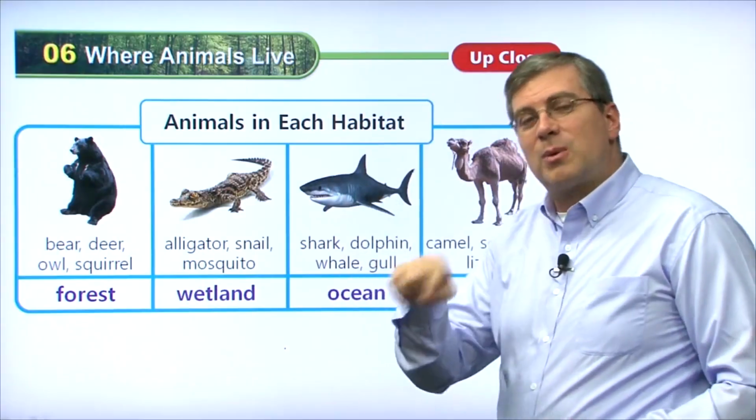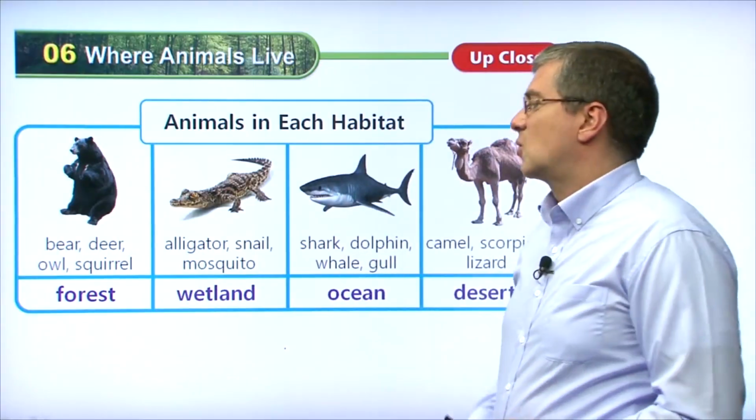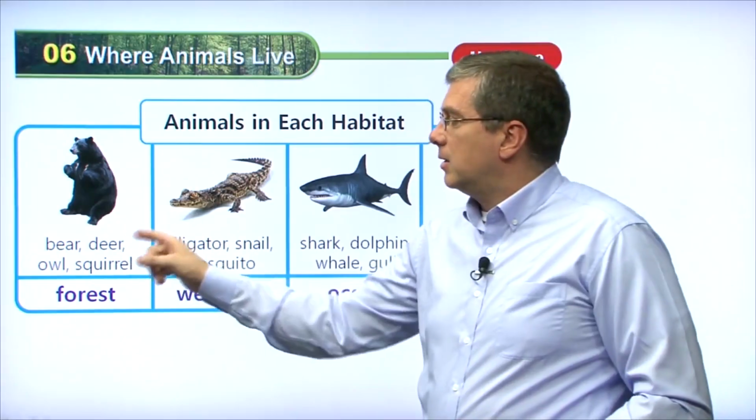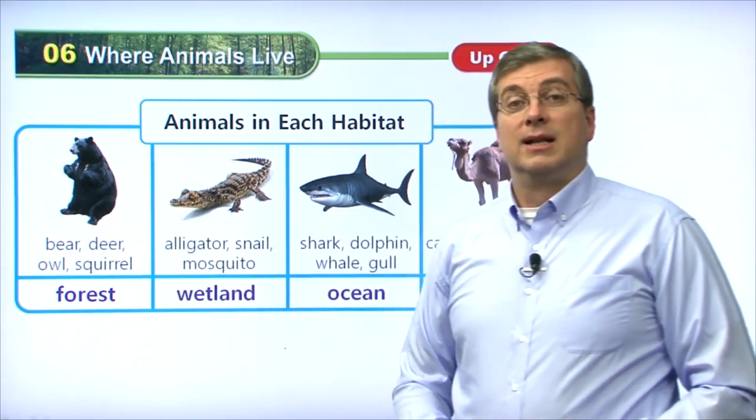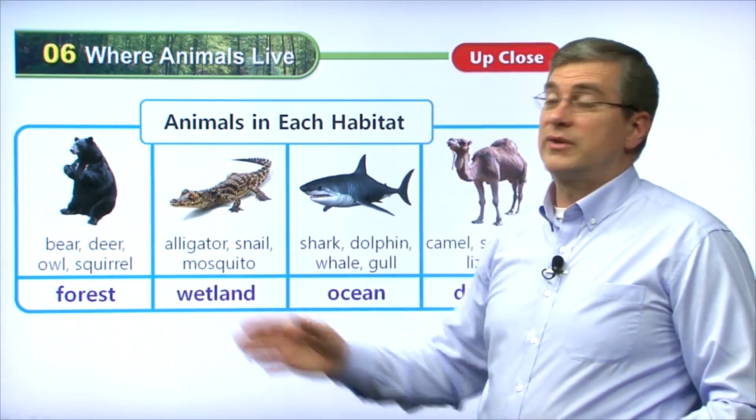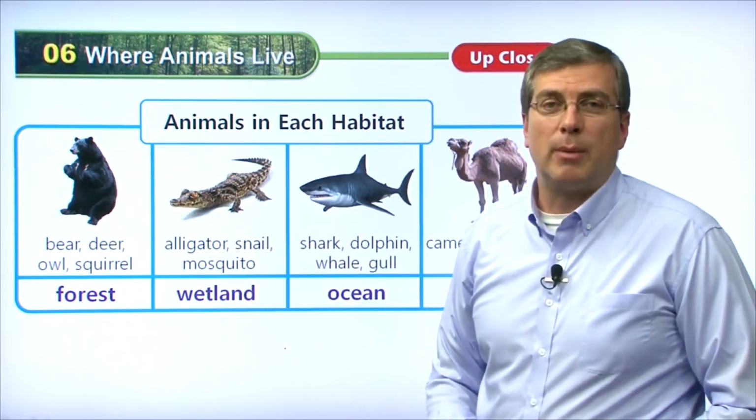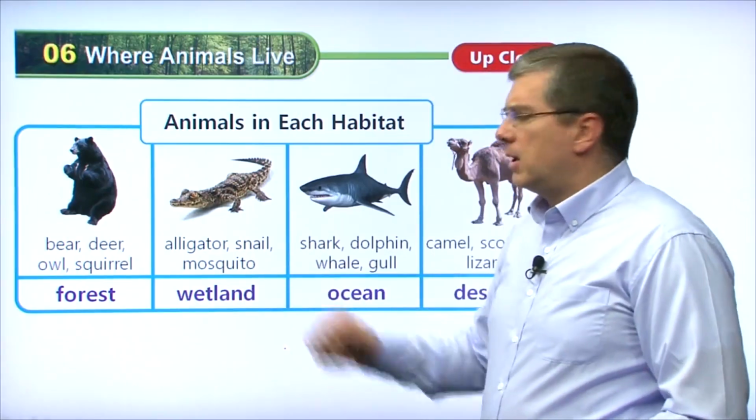We saw one before when we were talking about fur. That's a squirrel, right? So bear, deer, owls, and squirrels live in the forest. If you go in the forest, those are the animals you will probably see. How about in a wetland?